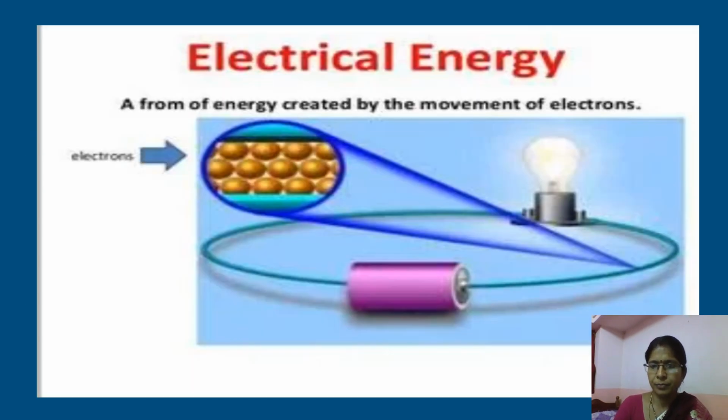See here, the battery is connected to the bulb through insulated copper wires. So here when they are connected, the bulb glows. And the zoomed area is the electrons which are flowing in the copper wire.